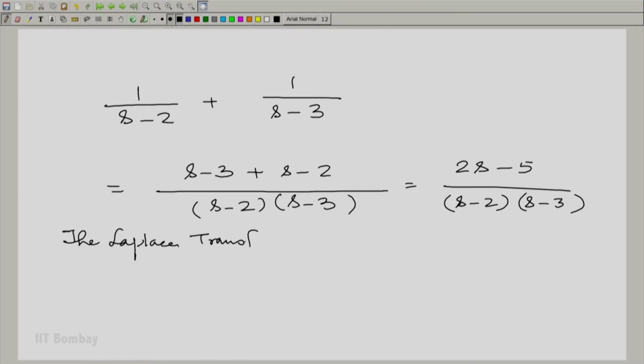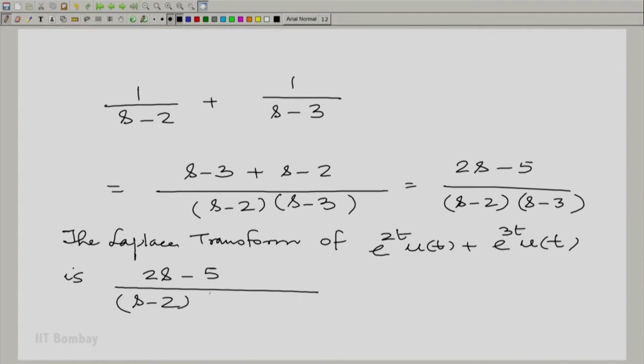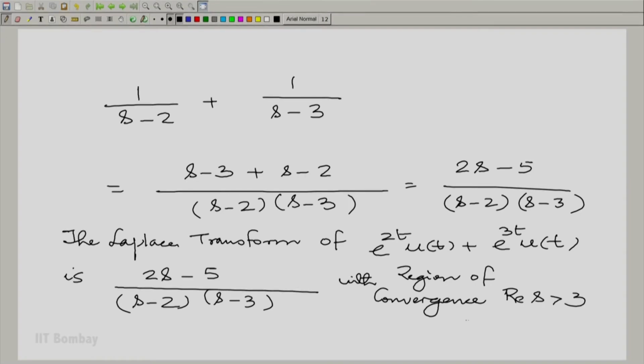The Laplace transform of e raised to the power of 2t u(t) plus e raised to the power 3t u(t) is (2s minus 5) in the numerator divided by (s minus 2) into (s minus 3) in the denominator, with a region of convergence real part of s greater than 3.